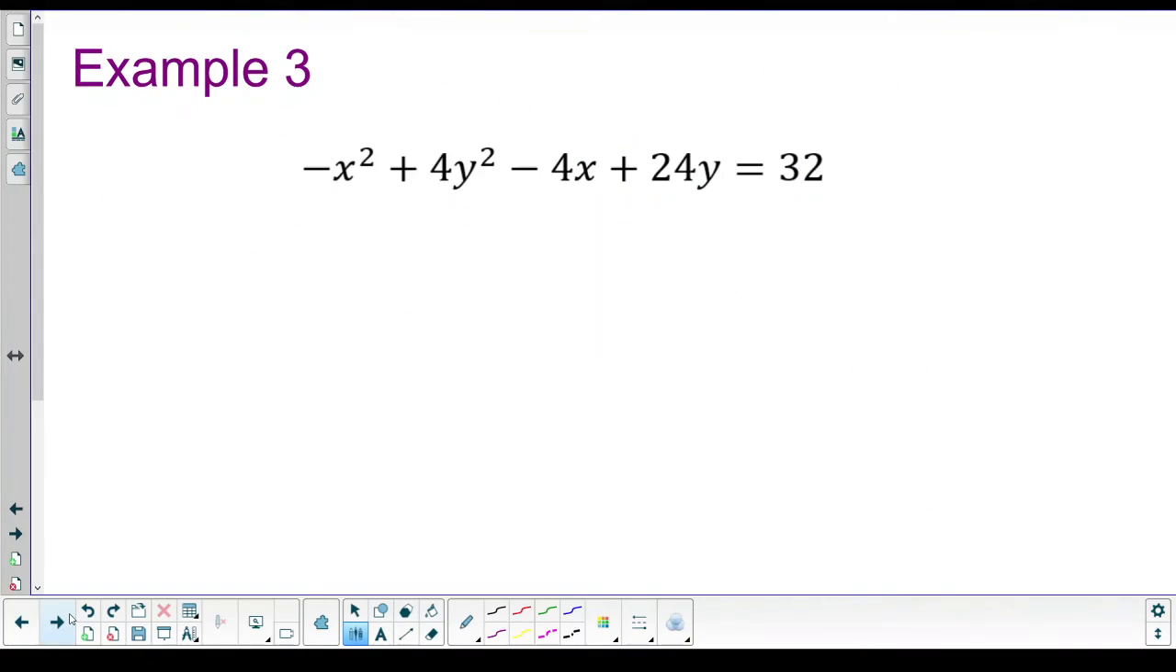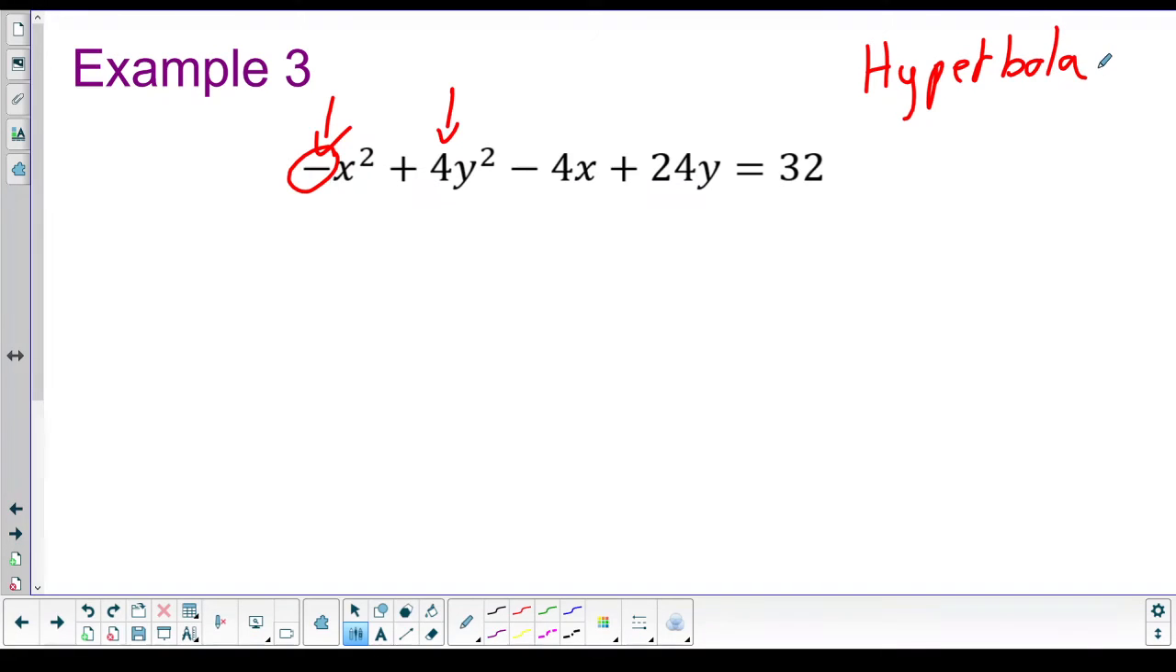Two more. All right, we're looking at this. We have an x squared and a y squared. So it's not a parabola. They have different leading coefficients. So it's not a circle. And one of their leading coefficients is negative. That means this is going to be a hyperbola.